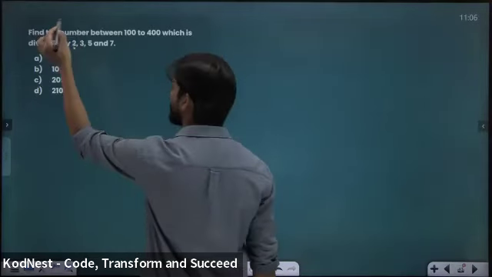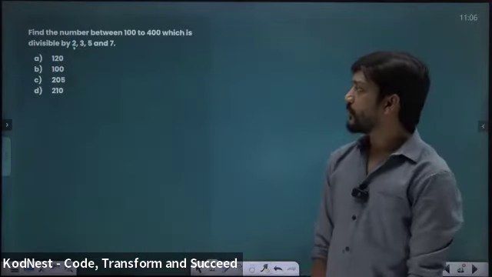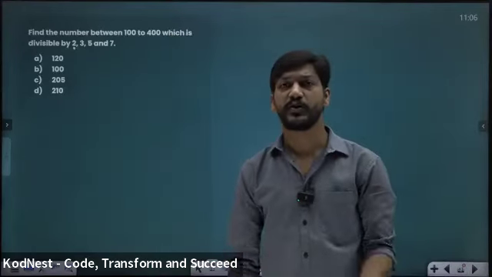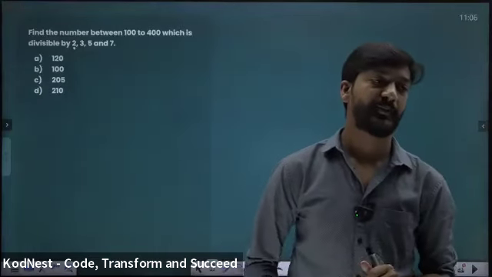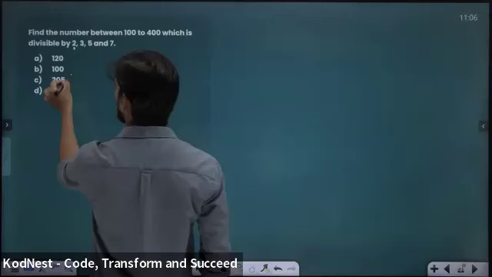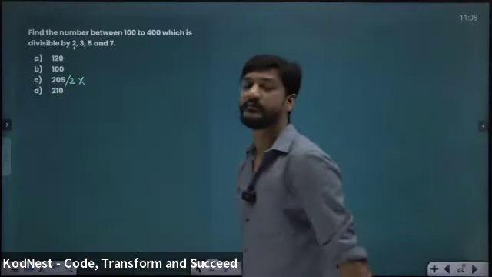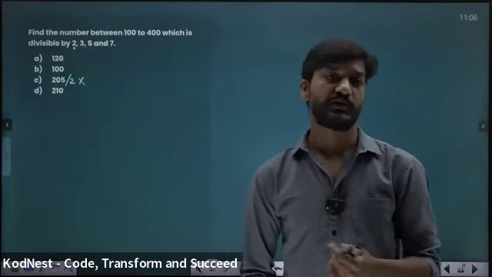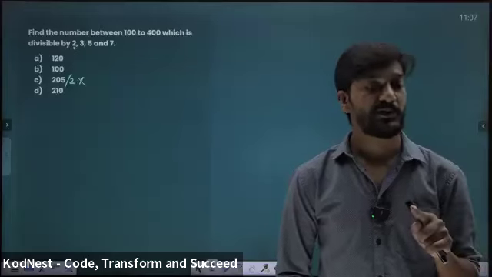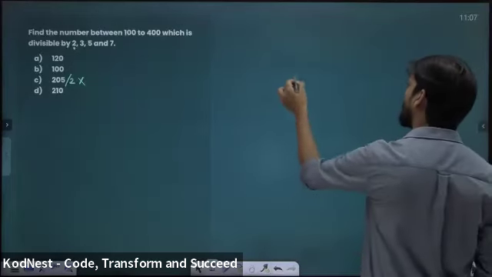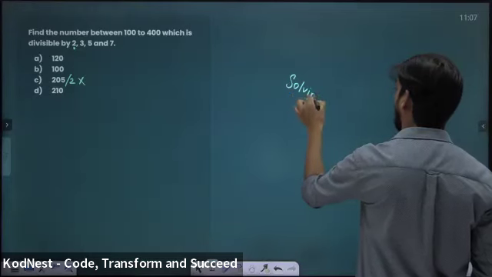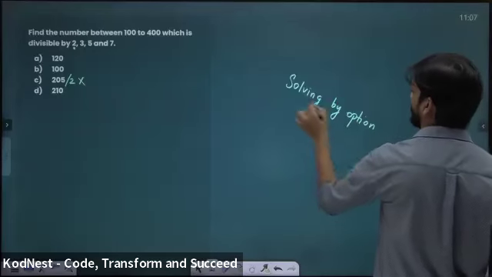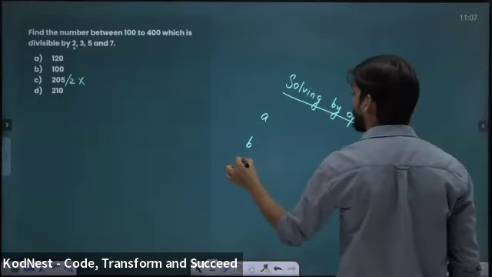I want to find a number divisible by 2. So I will try to find the option which is not divisible by 2. So which option is not divisible by 2? C option. So can I say this option is not right? Can I say or not? Carefully, we are learning a new approach of solving by the options. When you solve by the options, there are two approaches.